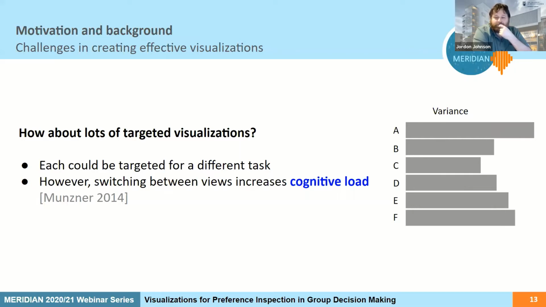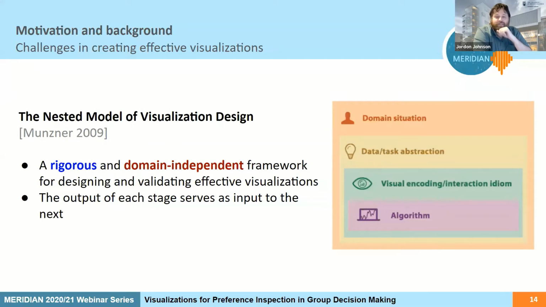So how do we come up with an effective visualization system? A way that is strongly supported in the literature is called the nested model of visualization design, which is a rigorous and domain-independent framework for designing and assessing effective visualizations. It's a nested model because the output of a given stage serves as input to the next. So we start out by making sure that we understand the domain that we're dealing with as well as possible, and what it is we're trying to accomplish with the visualization. Once we understand that as well as we can, then we move on to the data and task abstraction phase.